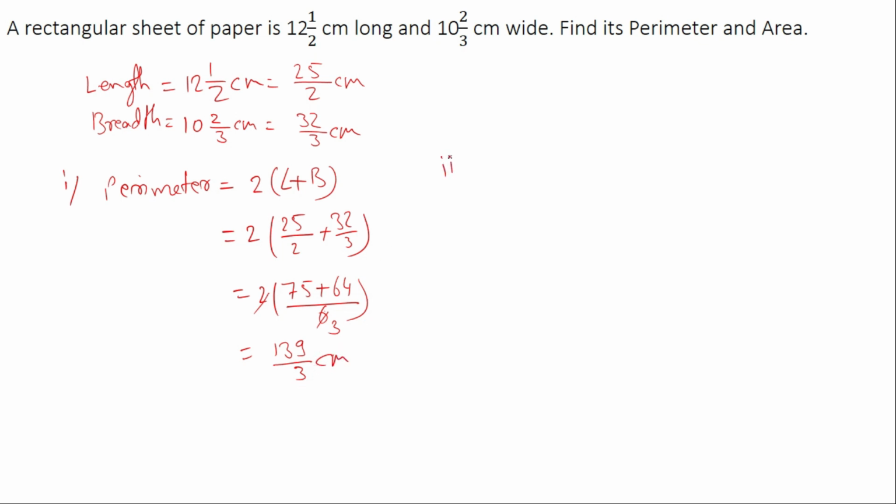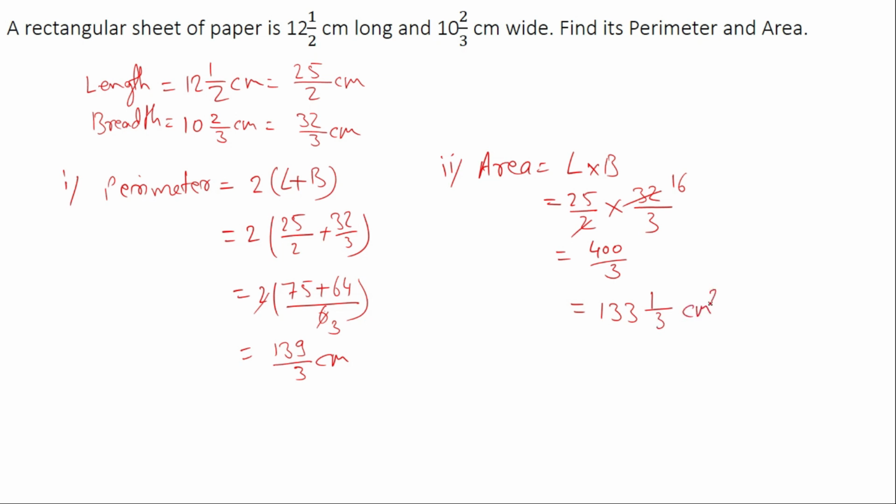In the second part we have to find the area. The area of a rectangle is length into breadth, that means length is 25 by 2 centimeter and breadth is 32 by 3 centimeter. If you want, you can cancel it. Now if you multiply, it will be 400 by 3, or if you want to change it into a mixed fraction, it will be 133 whole 1 by 3 centimeter square.